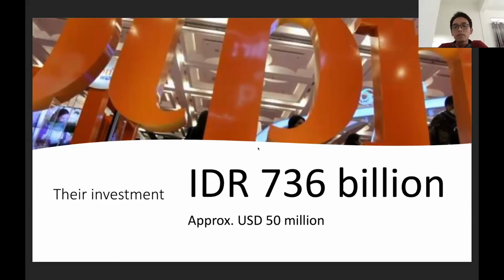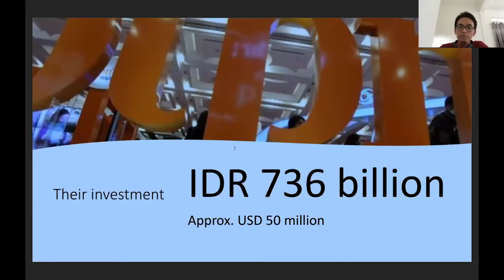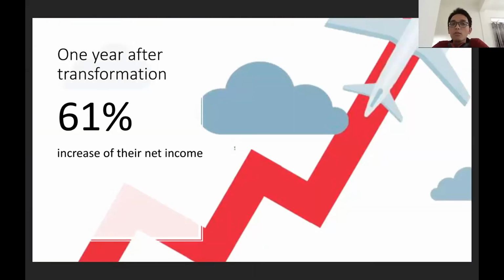And what did they obtain after that? One year after they transformed to digital banking, 61% of their net income increased. So meaning that just 1 year after that, people became very, very interested in Genius. They want to open their account without coming to the bank. It's an innovative way to deal with banking activities.